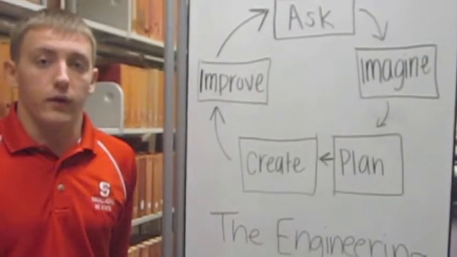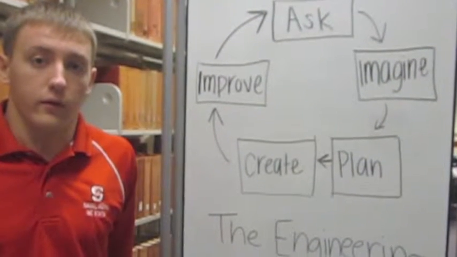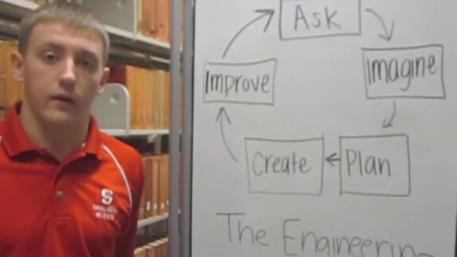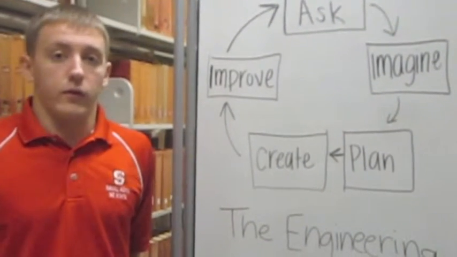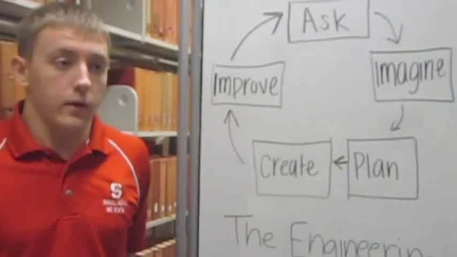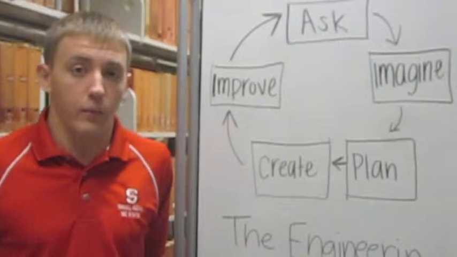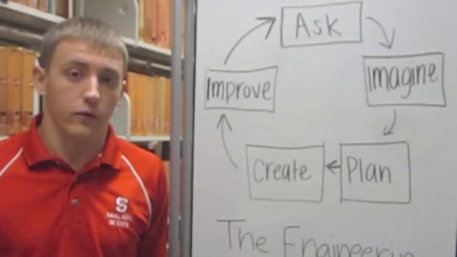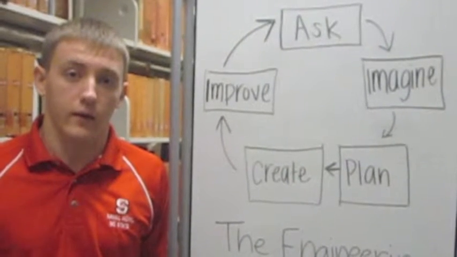From here, you have to plan the project and figure out exactly how you're going to implement it, what you're going to do, what you need to create your project, and how to build it. Once you plan it, you can go ahead and create it. And from here, you're probably going to have to improve it, make some fixes. It's probably not going to work the first time. It's going to be a lot of trial and error.